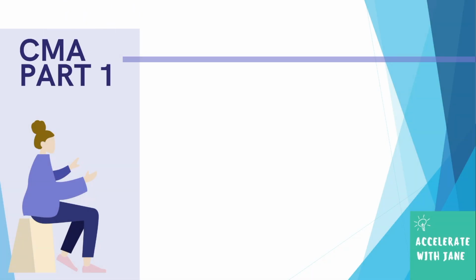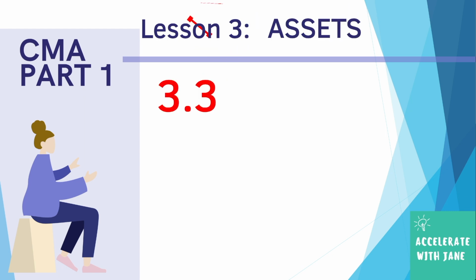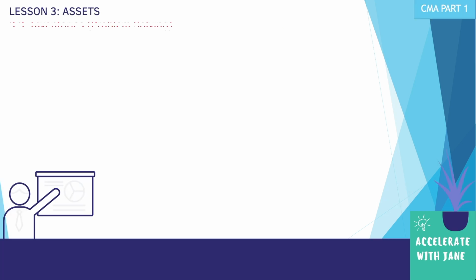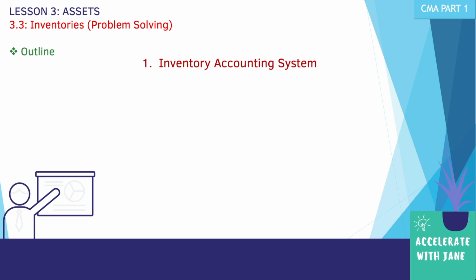So in this video, I'm gonna cover the problem-solving portion of Inventories, Section 3 for Lesson 3 Assets and Sale for CMA Part 1. So to start with, here is the outline of this lesson. So first, I'm gonna cover the problem-solving portion for the inventory accounting system. So just a recap, we have two: perpetual inventory system and the periodic inventory system.